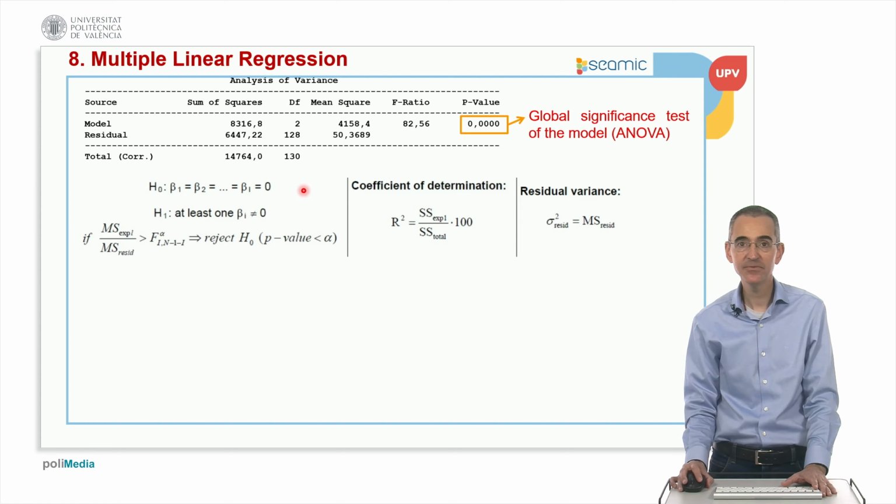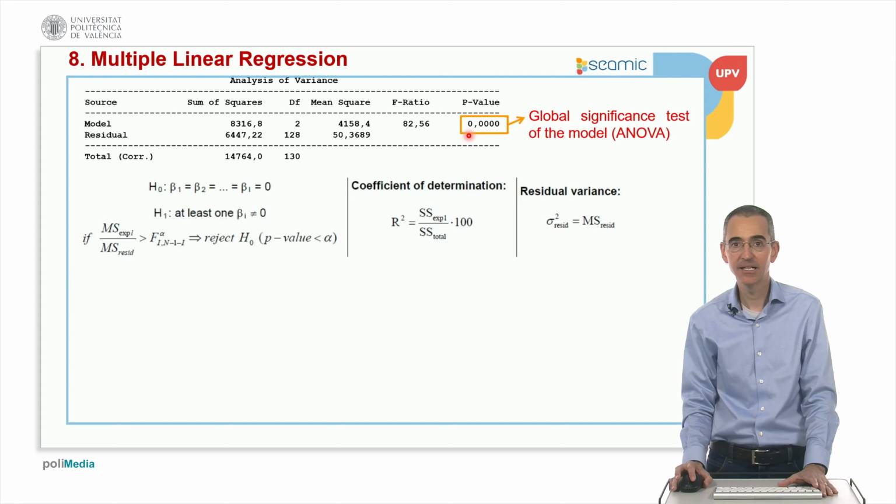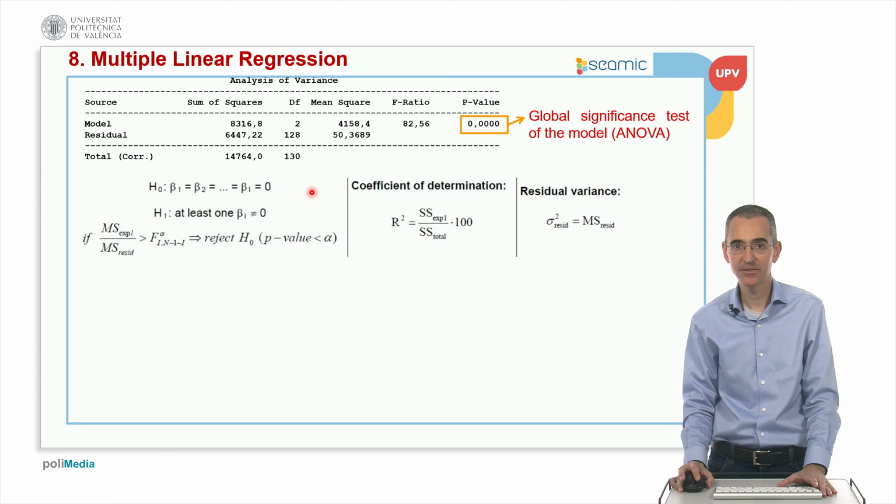If the p-value is very small, we reject the null hypothesis. It means that at least one of the coefficients is not 0, so the model is able to make predictions. The interpretation is that if the p-value is less than alpha, the model can be used to make predictions. The model globally is valid. But if this p-value is bigger than alpha, it means that all coefficients can be considered as 0. It means that the model is not valid. It cannot be used to make any kind of prediction.